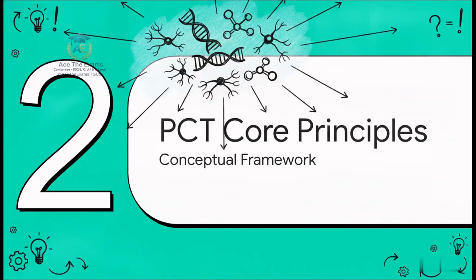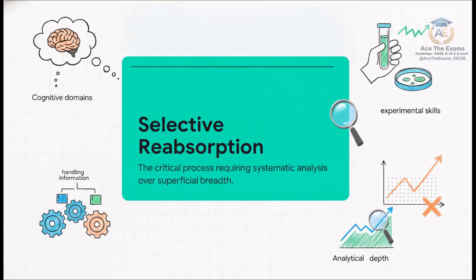Which brings us to Section 2, PCT Core Biological Principles. To avoid those traps, you've got to understand that top-performing candidates exhibit a deeply connected conceptual understanding. It's not about reciting facts, it's about a grasp of biological principles that transfers smoothly to completely unfamiliar exam contexts. Notice how this assessment is framed. Selective reabsorption in the proximal convoluted tubule is a critical process requiring systematic analysis. Questions here target distinct cognitive domains. They test your knowledge, sure, but also your ability to handle information and your experimental skills. Basically, analytical depth is prioritized over superficial breadth.